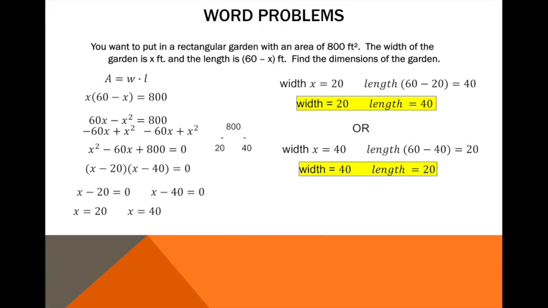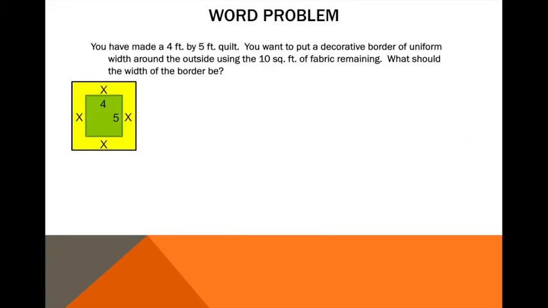Okay, let's try another word problem. You have made a 4 by 5 feet quilt. You want to put a decorative border of uniform width around the outside using 10 square feet of fabric remaining. What should the width of the border be?